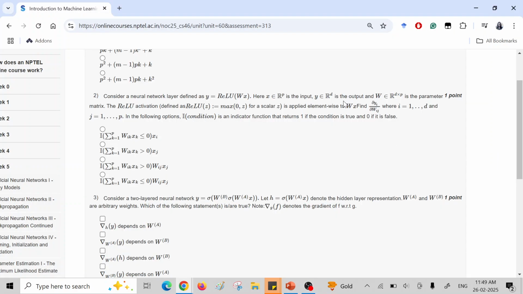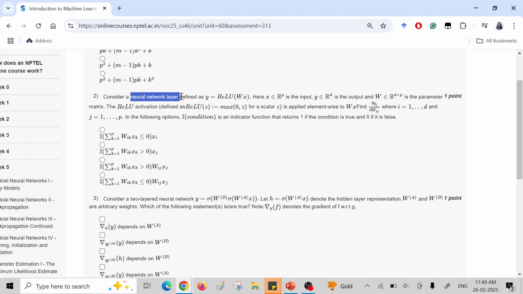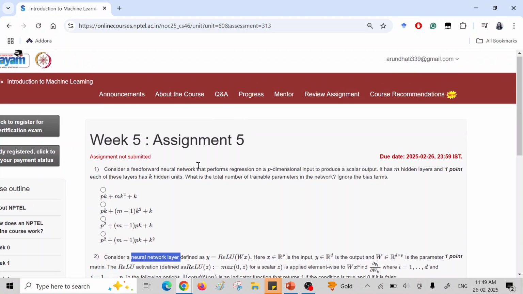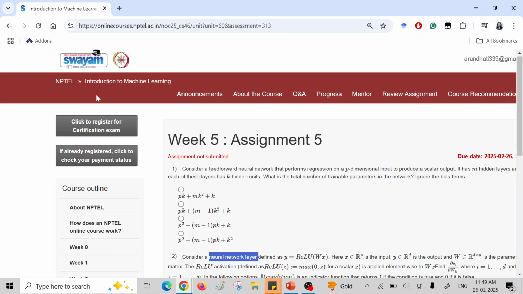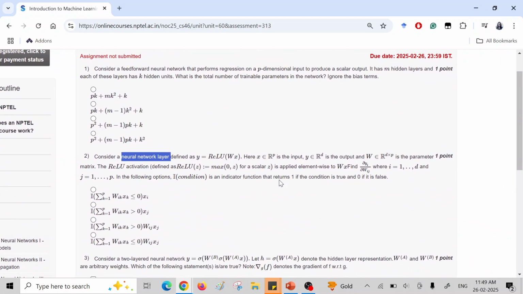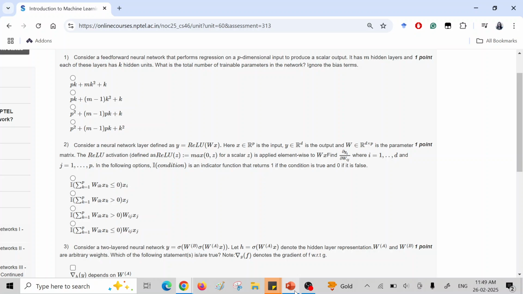Hello everyone. Today I'm going to discuss one question. The question is related to the ReLU function in a neural network. The question is taken from the week 5 assignment in the course Introduction to Machine Learning by NPTEL. So what does the question say?